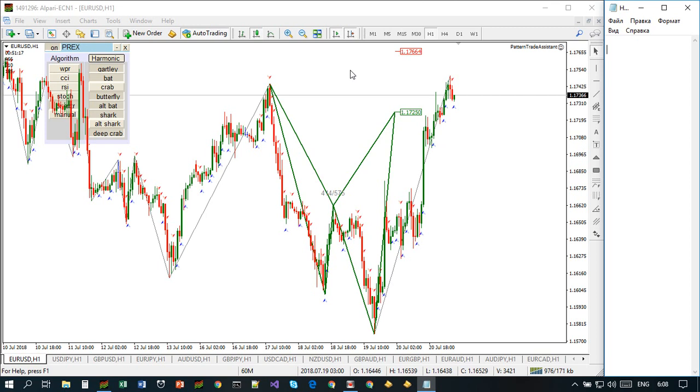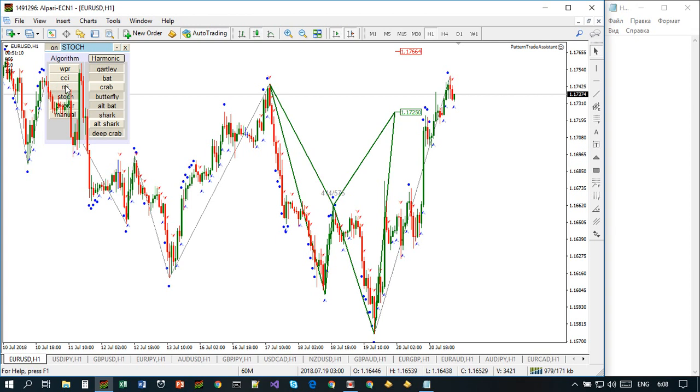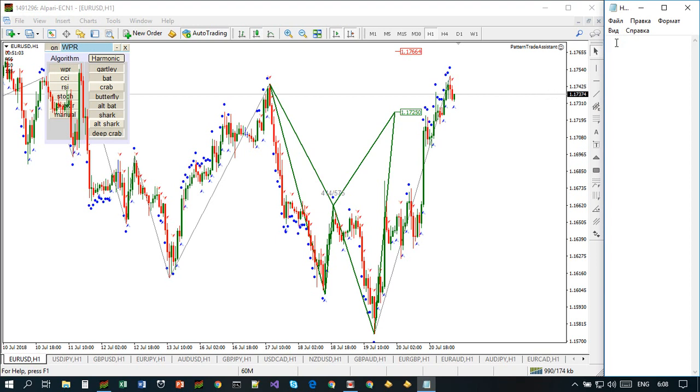Okay, the first is 1 hour Euro Dollar. We have a shark pattern. Let me see if it is an obvious one. 2, 3, 4, 5. Okay, it is a shark pattern that is supported by 5. So 60-minute EUR/USD and 5 of 5 shark pattern.